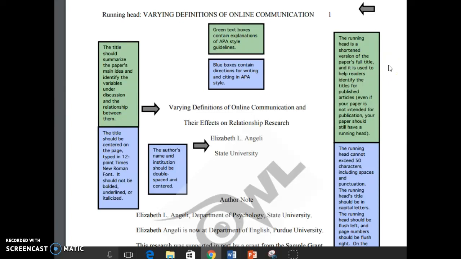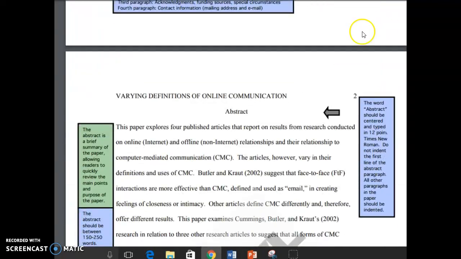It's going to be used to help readers identify the titles for published articles, but even if your paper is not intended to be published, go ahead and include a running head. The running head can't exceed 50 characters, including spaces and punctuation. It should be in all caps. Again, on the second and third pages and any other subsequent pages, you don't need the words running head anymore, but you'll continue with those actual varying definitions of online communication.